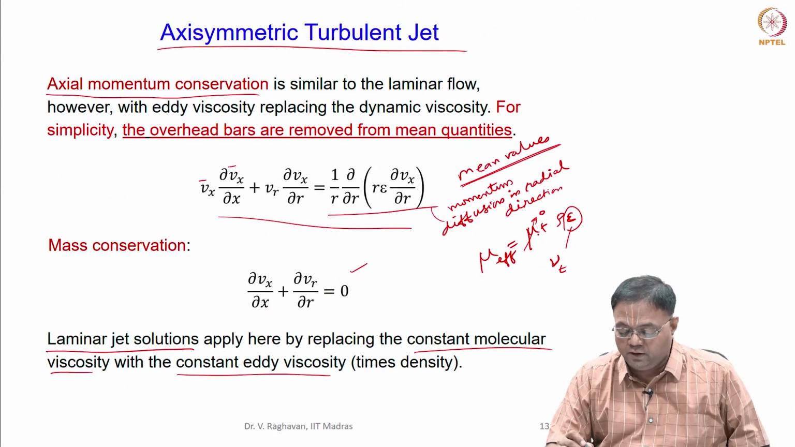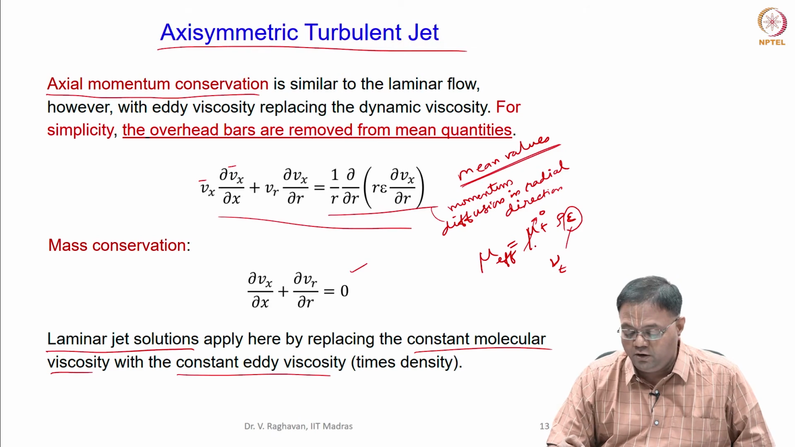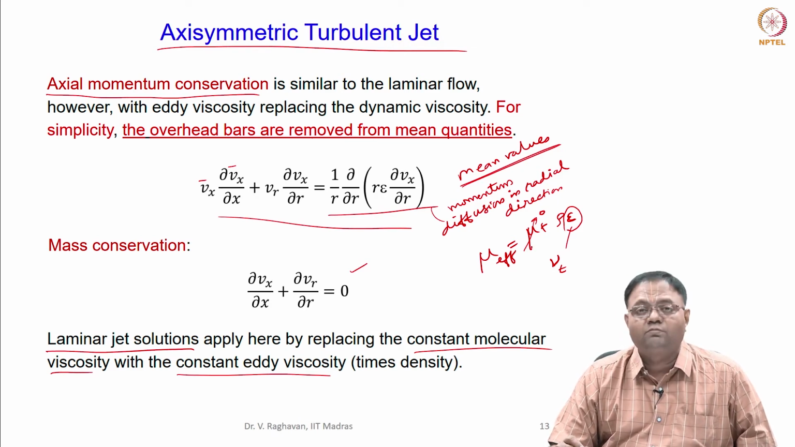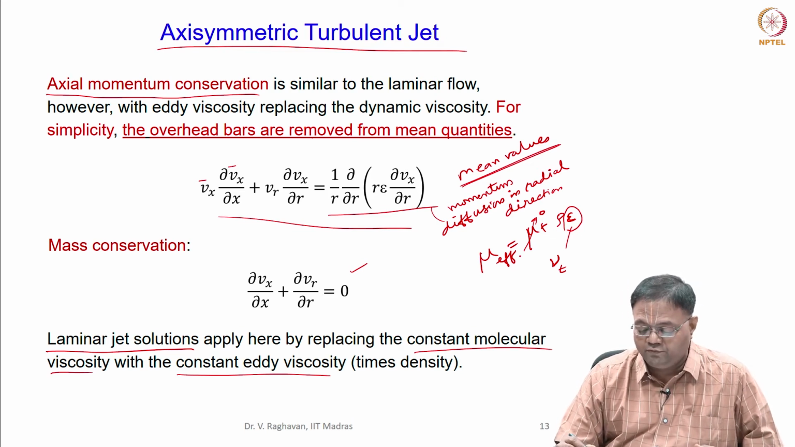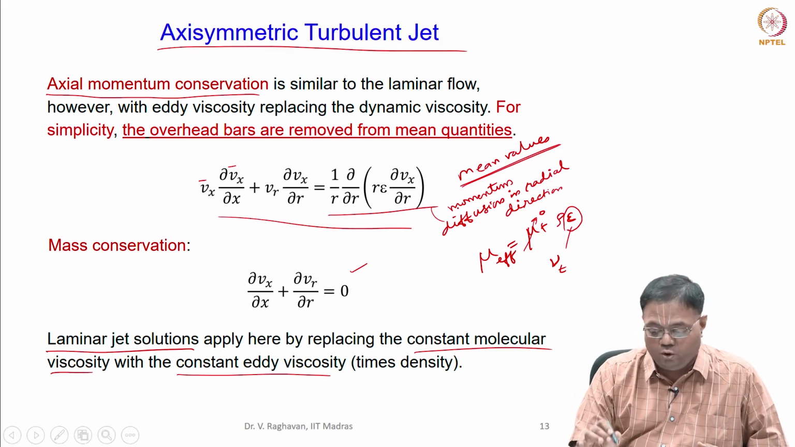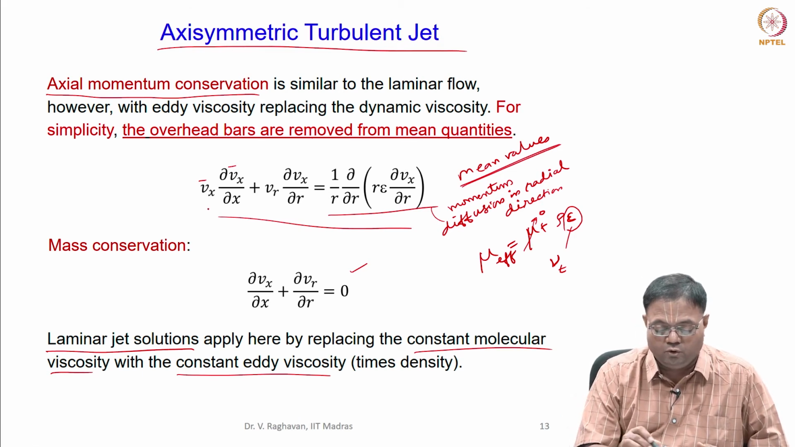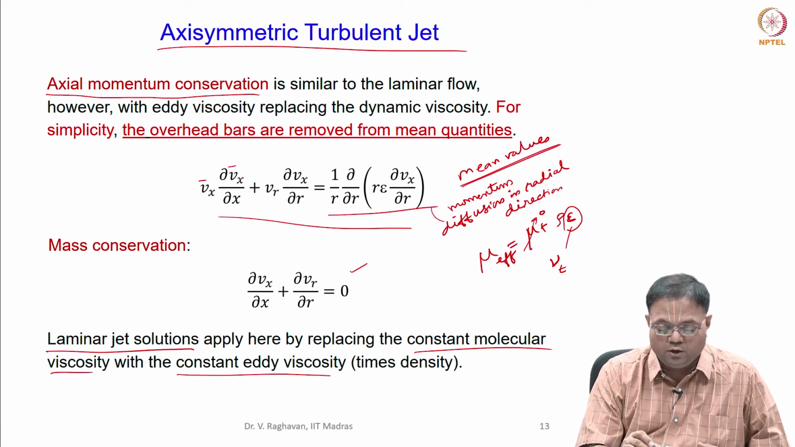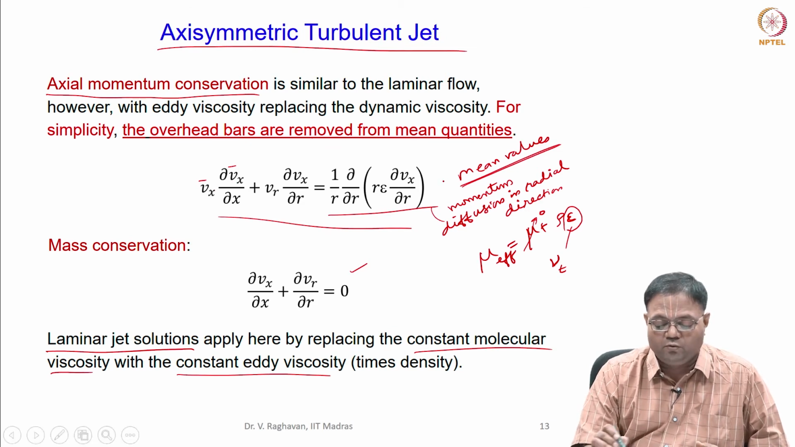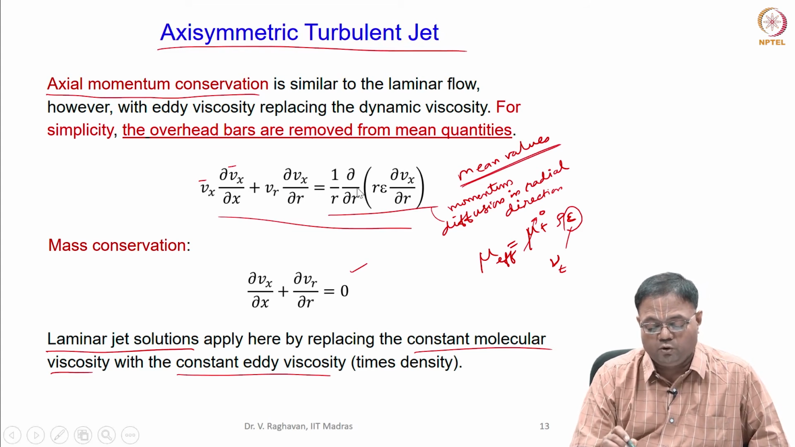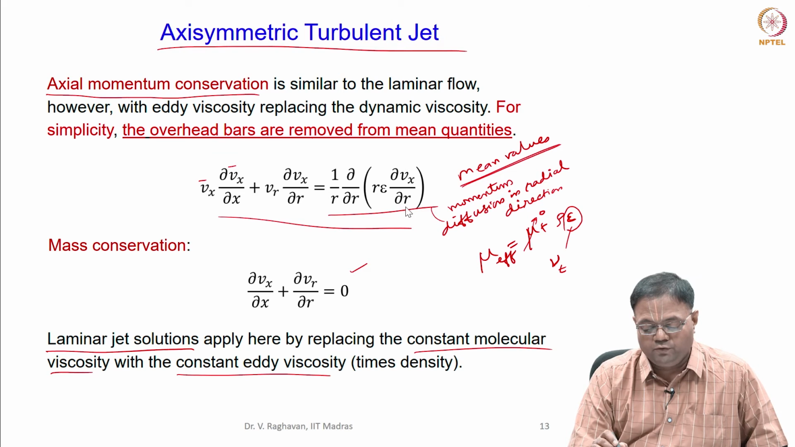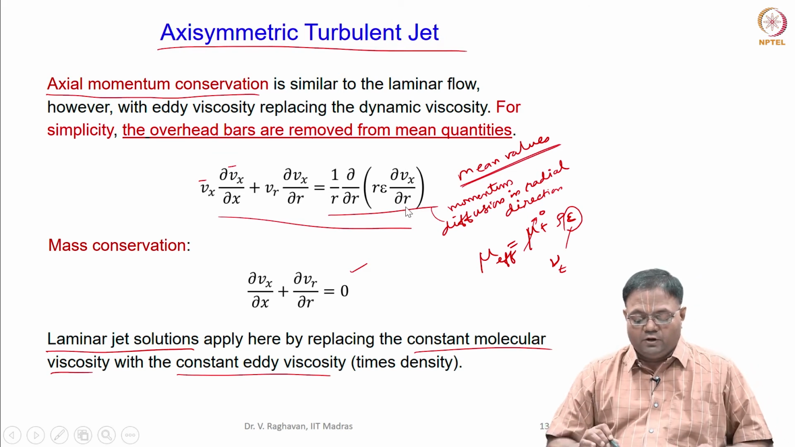Mu effective is nothing but the molecular dynamic viscosity plus the eddy viscosity. Since the dynamic viscosity is much smaller than the eddy viscosity, we neglect it and write mu effective as rho into epsilon, and by dividing this equation by rho, I get epsilon here. So, Vx into dou Vx by dou x, please understand these are all mean quantities, plus Vr into dou Vx by dou r will be equal to 1 by r dou by dou r of r epsilon dou Vx by dou r. So, this is the equation I get.